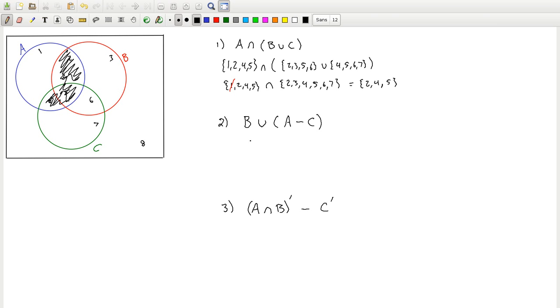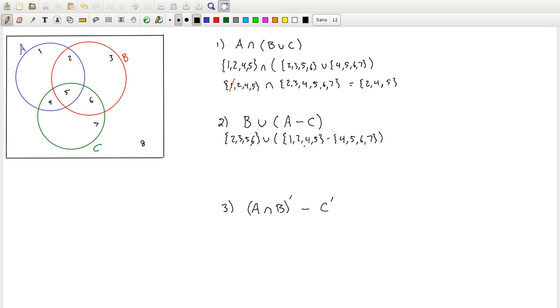Let's move on to question 2. B union A subtract C. So just like before, I'm going to translate each of these into numbered regions. So B, that contains regions 2, 3, 5, and 6. And then we have the union. And then we have A, that's the set 1, 2, 4, and 5. And we're going to subtract from that set C, which is regions 4, 5, 6, and 7.